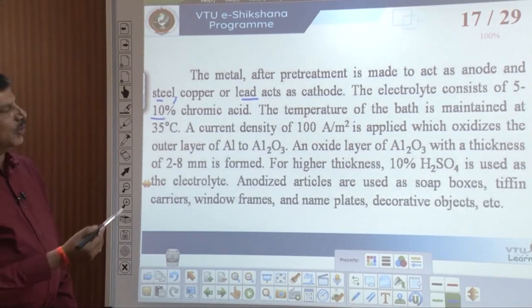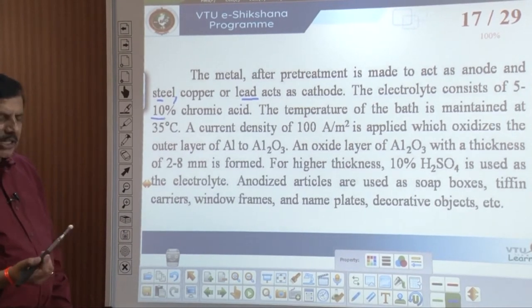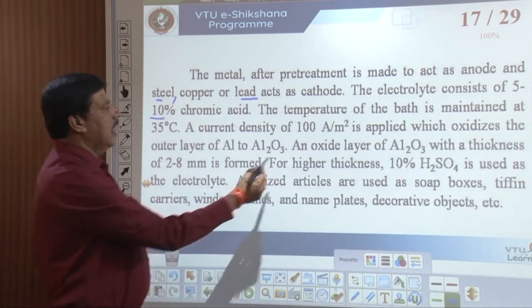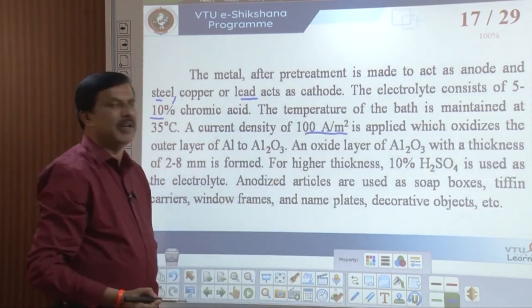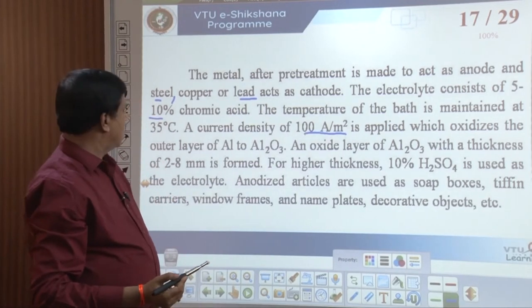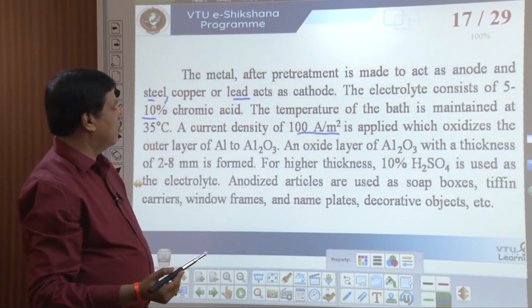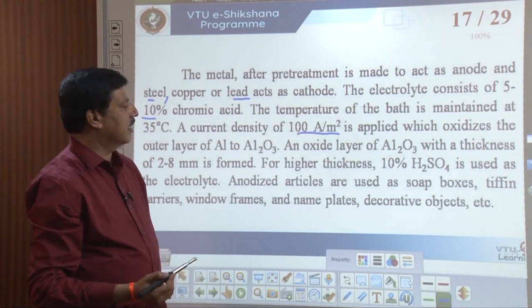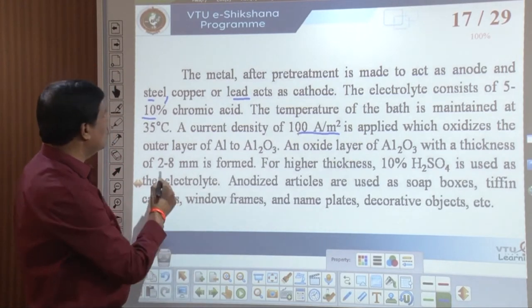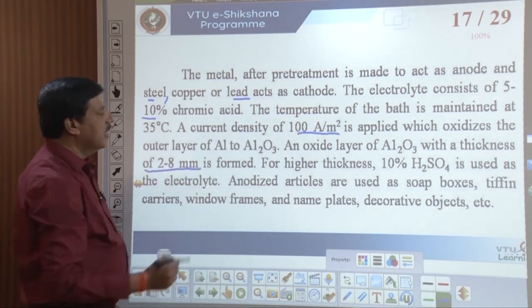The temperature is to be maintained at about 35 degrees Celsius. A current density, current per unit area, of about 100 A per meter squared is applied, which oxidizes the outer layer of the aluminum to Al2O3, aluminum oxide. An oxide layer of Al2O3 with a thickness of 2 to 8 millimeter is formed.